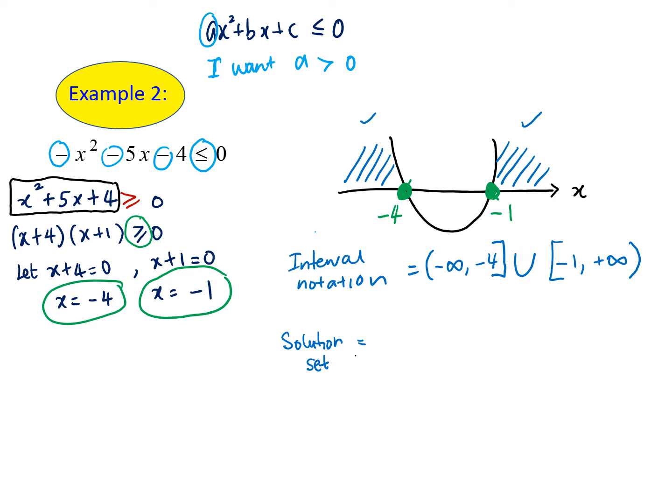So solution set is equals to curly bracket, my variable is x. So you look at your interval notation. Two things to consider here. Numbers that are smaller than negative 4, this will give me x less than or equals to negative 4. It is less than or equals to because the bracket at negative 4 is close bracket. Union means or, and then the other number, negative 1. Okay, these are numbers greater than negative 1. So x greater or equals to negative 1.